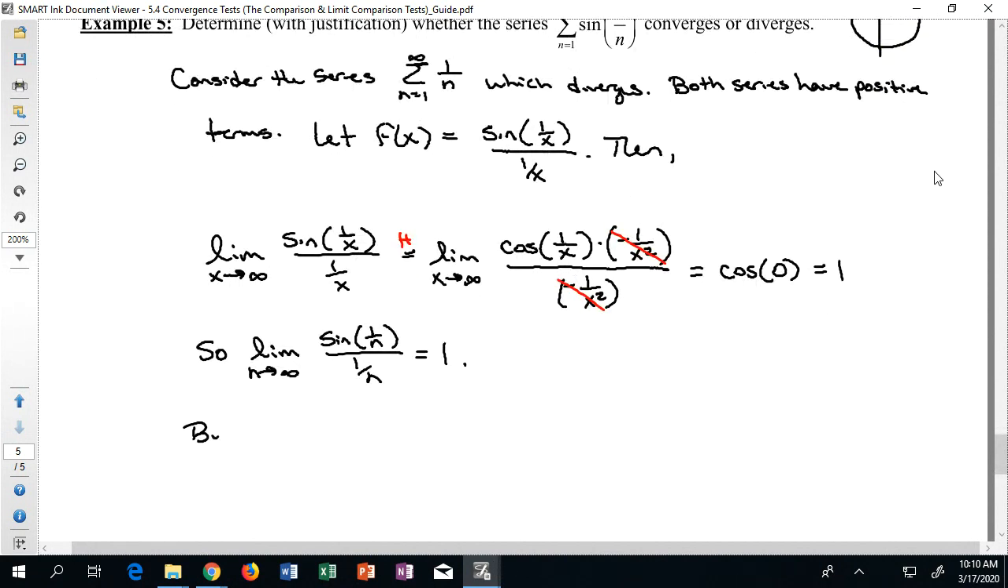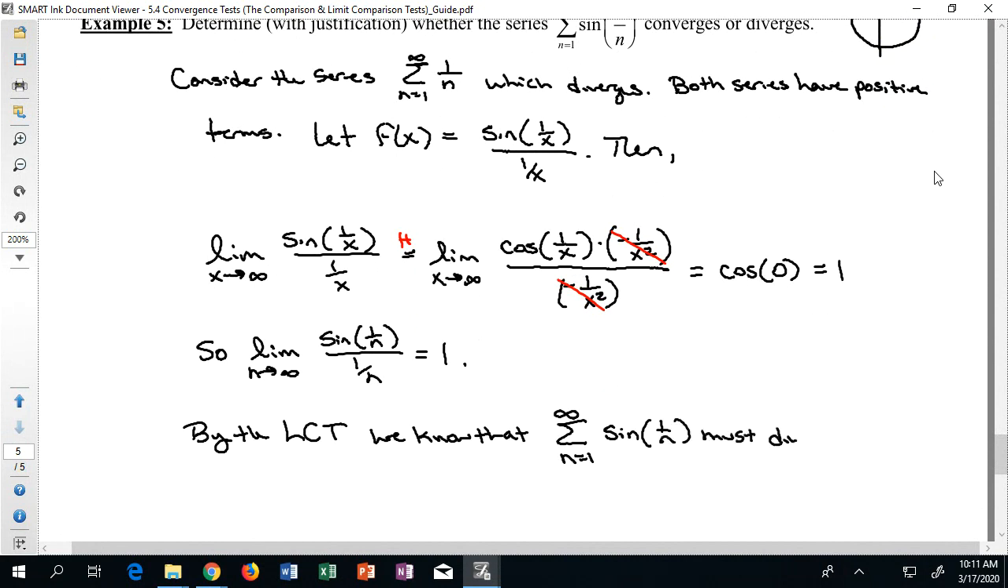And then I can say, by the limit comparison test, we know that the series with that sine of 1 over n must diverge. It's got to do the same exact thing as what we compared it with. And since we compared it with the harmonic, it's got to diverge.